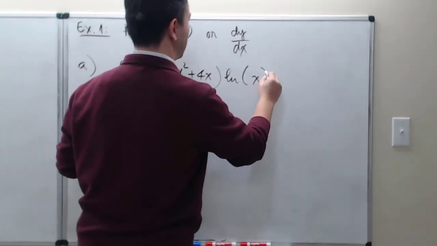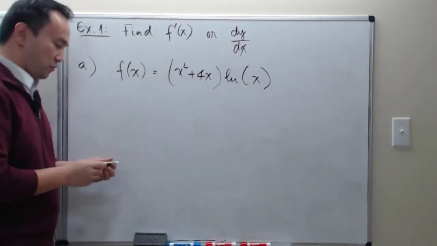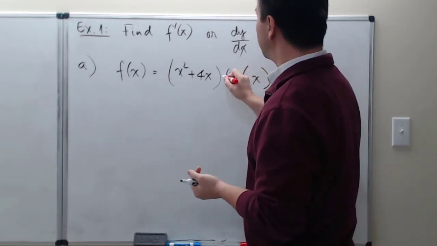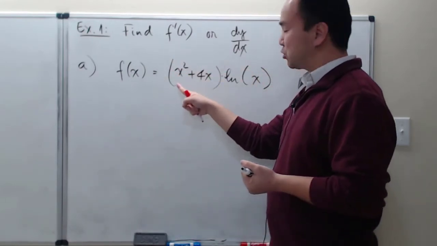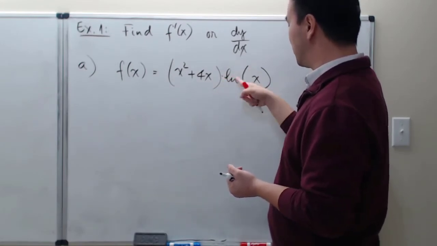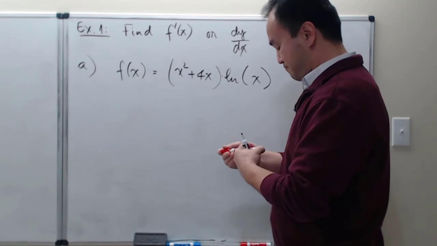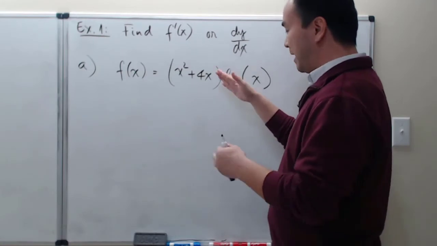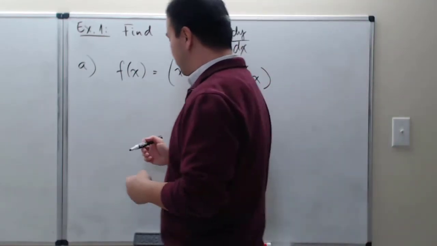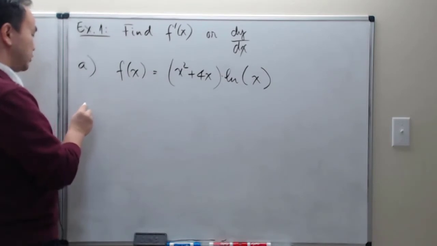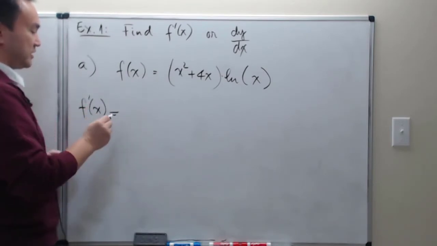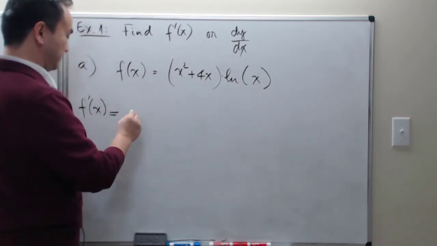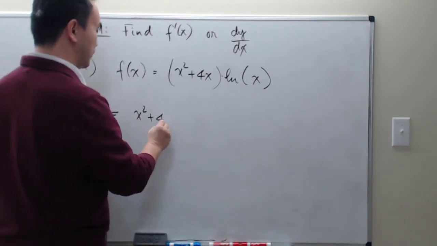natural log of x. What I see here is that we have a product between this polynomial x squared plus 4x and the natural log function. I put a little dot in red ink right there indicating that. So now we're about to apply the product rule. The product rule says to find the derivative, we must first take the derivative of one of the factors. So first, I'm going to take the derivative of x squared plus 4x.